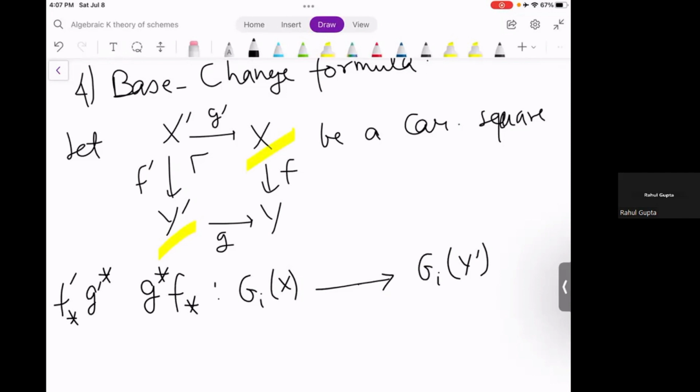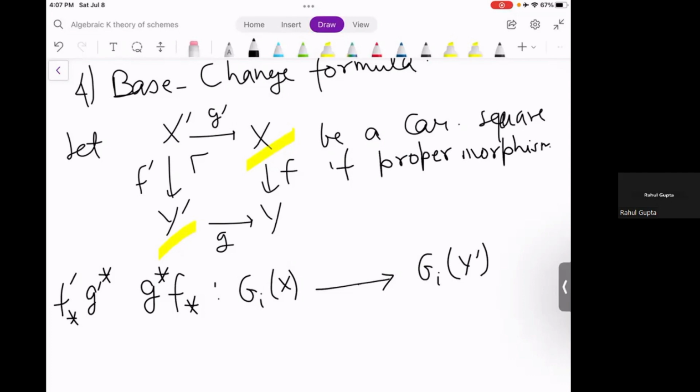I have to put some conditions on F and G such that this exists. Let us put those conditions. I want F to have push forward on G theory, so F should be a proper morphism. We just saw that for any proper morphism, there's a push forward on G theory.